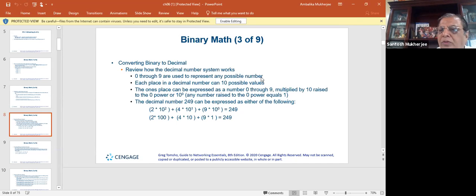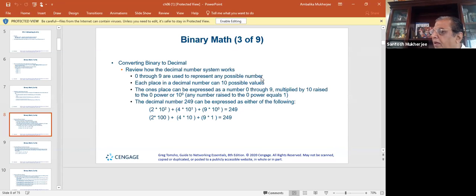Suppose now I give you 379. If it is 379, how do you do that? 3 into 10 to the power 2 is equal to 300. Now you have to go to 79. So how do you do that?